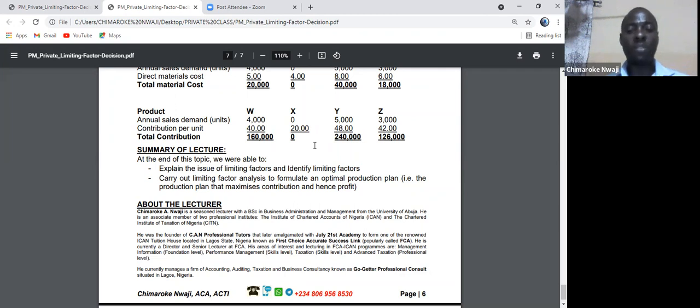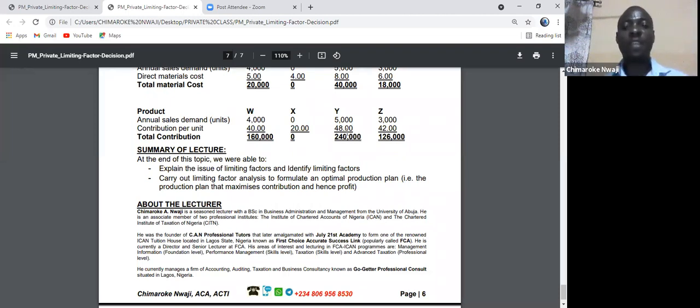It could be given to you. Step 4, what you need to do is to get your contribution per limiting factor.